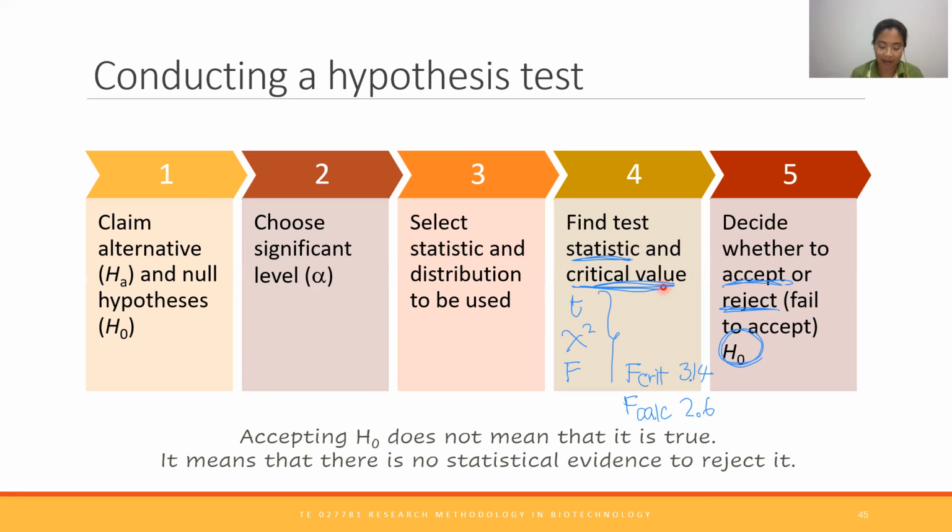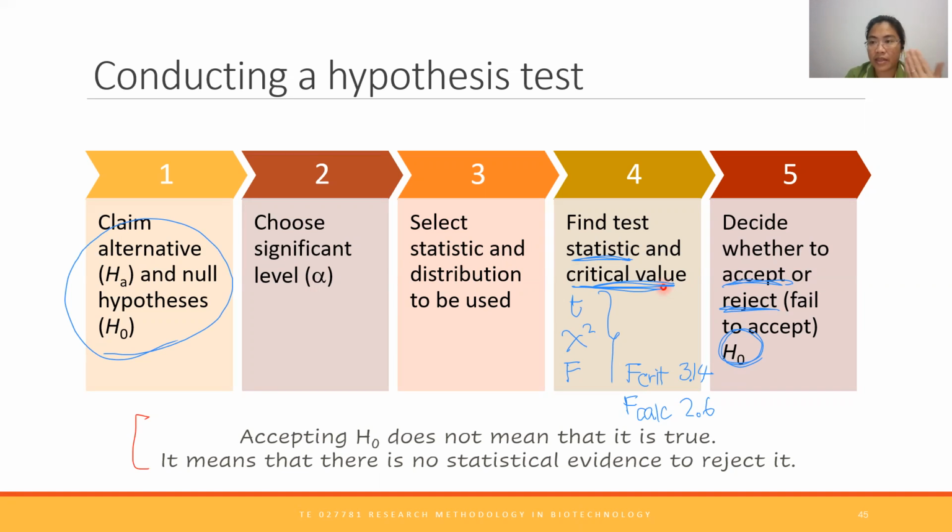And you go back to your alternative and null hypothesis. If you are accepting H naught, which is the null hypothesis, what does your hypothesis say? And what does it mean? Okay, so that's how it goes. I have a little note down here just for those who are more interested.